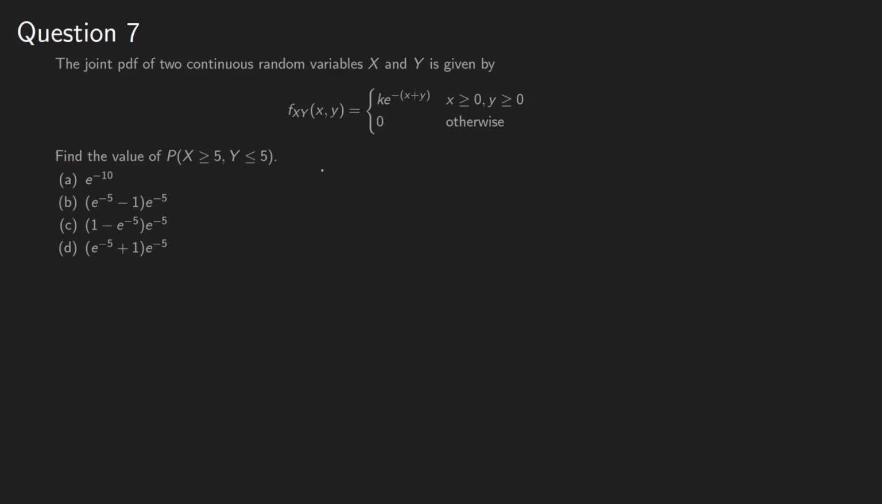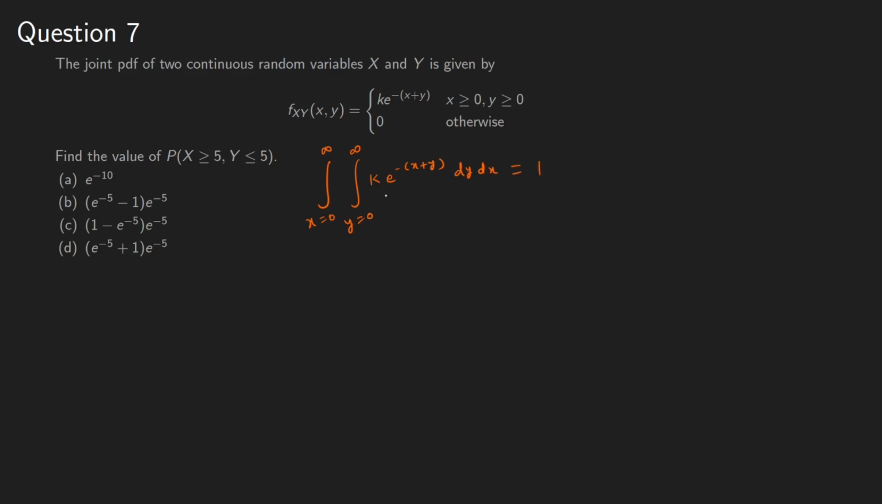So let's integrate the PDF. x equals 0 to infinity, y equals 0 to infinity. So that's the range of x and y. k times e raised to the power minus (x plus y). First we will integrate with respect to y, then with respect to x, and that should be equal to 1.